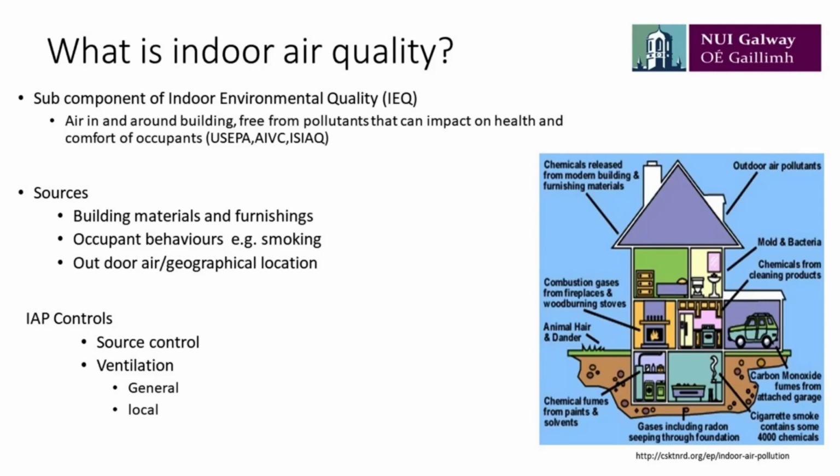And typically they would come from one of three sources. So building materials and furnishings, so our textiles, fabrics, furniture, glues, adhesives that we bring into our homes mostly contain lots of different chemicals or off-gas over time. In many cases, we don't have control over this particular source. Occupant behaviours, so smoking at home, cooking at home, burning candles and incense, will all generate various levels of different indoor pollutants. We do have control to a certain extent over that source.